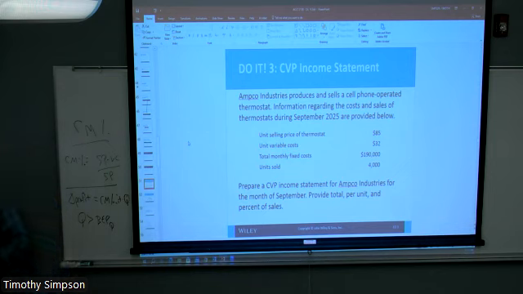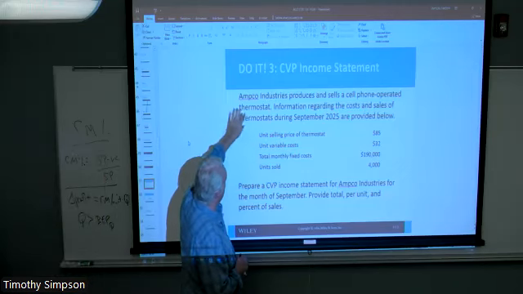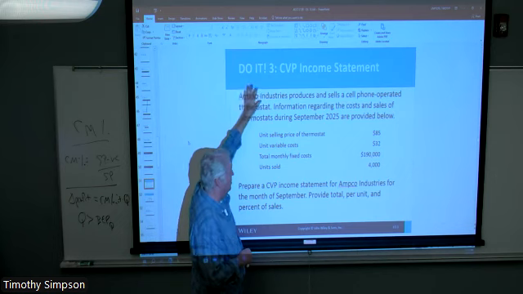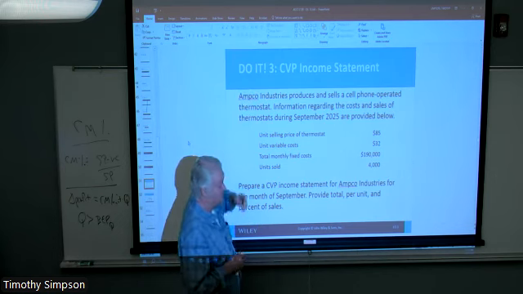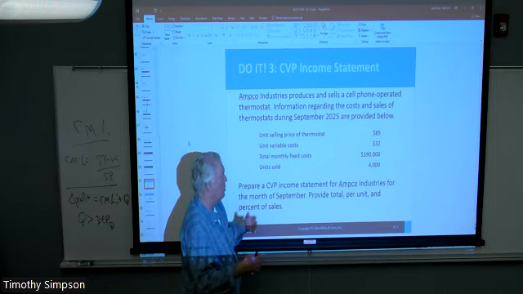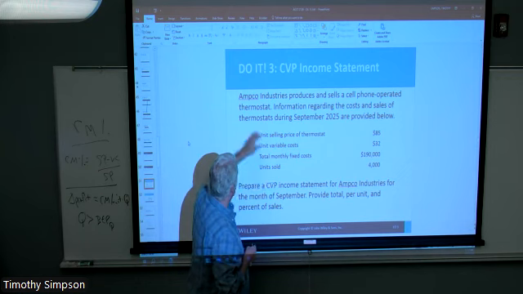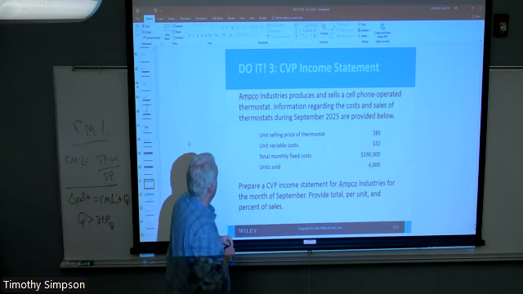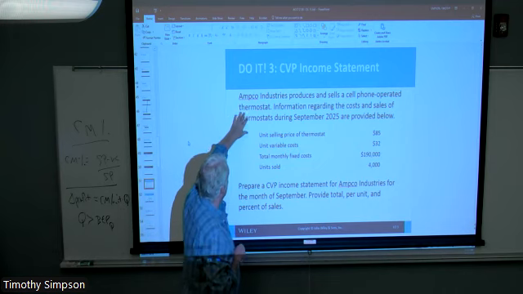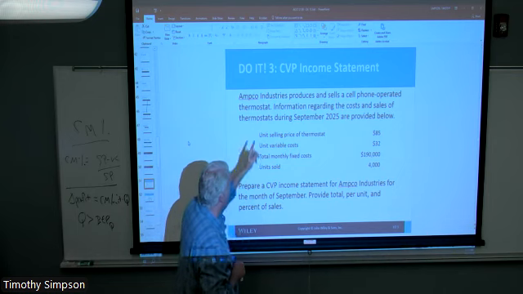Okay, let's talk about this next example. This is a different example, all right? It's Amco Industries. And I don't always spend lots of time talking about the do-it examples, which come at the end of every learning segment, but I think these are important so that we can get more examples and more of these worked out in our heads. Amco Industries produces a cell phone operated thermostat. Okay, so it's Internet of Things. Information regarding the cost and sales of thermostats during September.